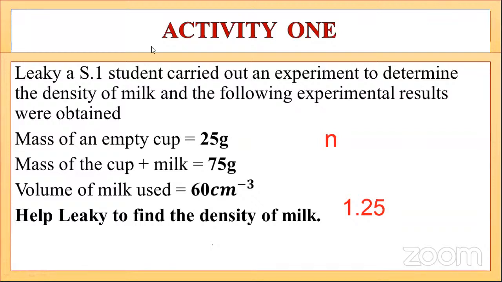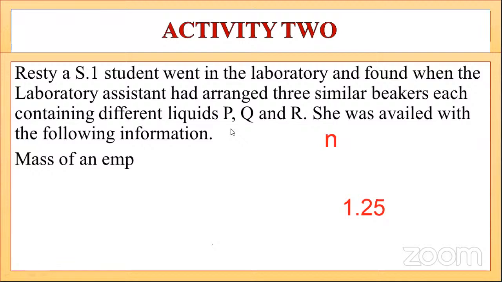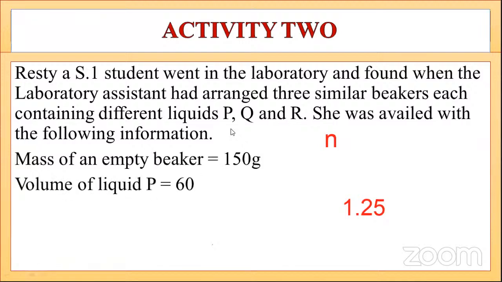So this is activity number 1. Have you seen activity number 1? Yes. Good. Can you write very fast? So we have finished. Then activity number 2, I'll just post it on WhatsApp. Just inbox me, I'll send you the work, okay?